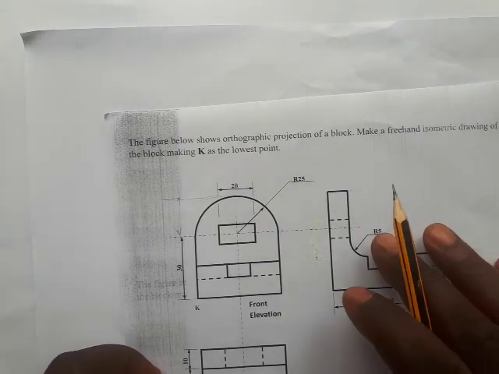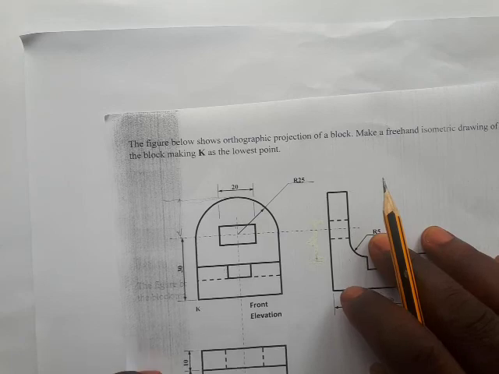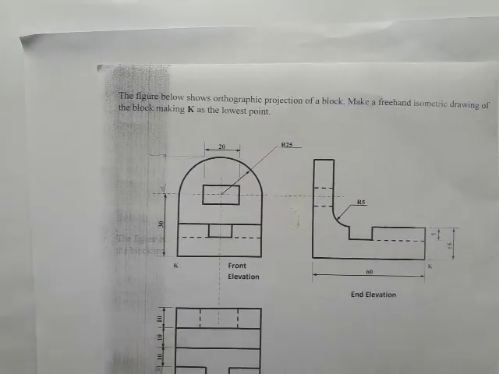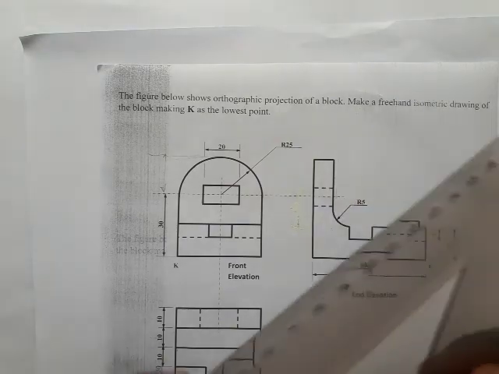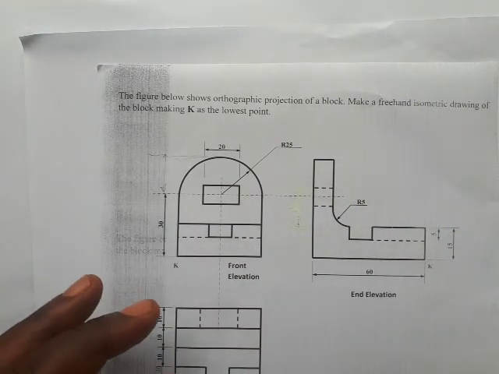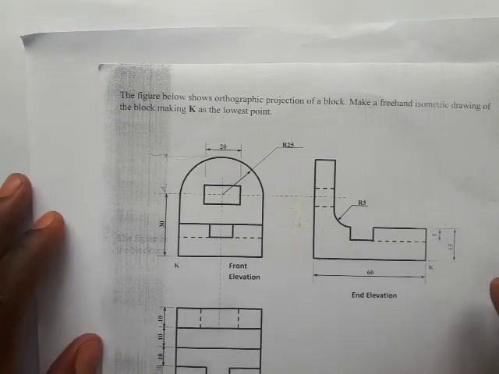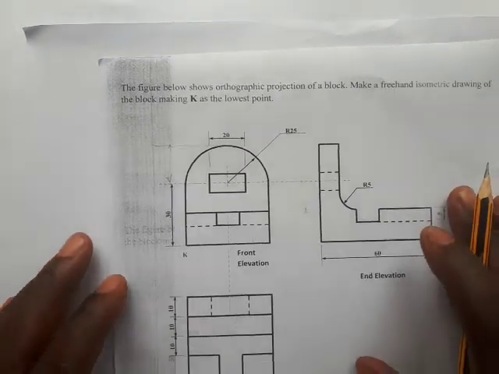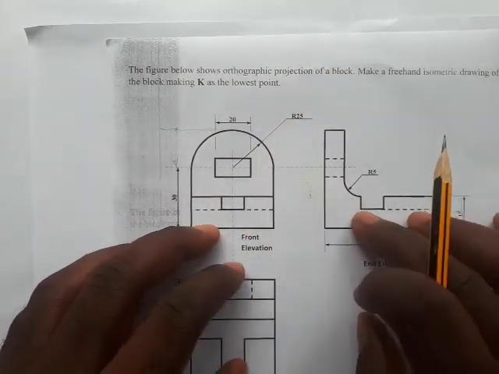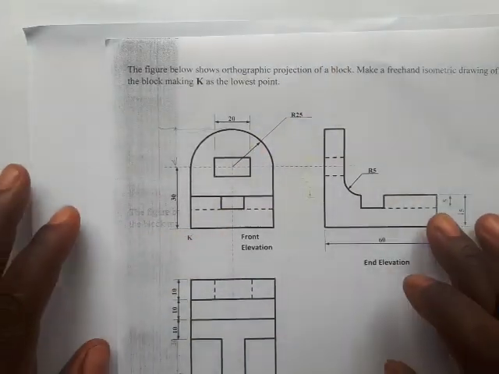But you could also do precision drawing. Precision drawing is what you do when you use your set squares, rulers, pair of compasses and all of that, using measurements and so on. It doesn't matter whichever method you apply. This is just to explain how to convert an orthographic drawing into isometric.